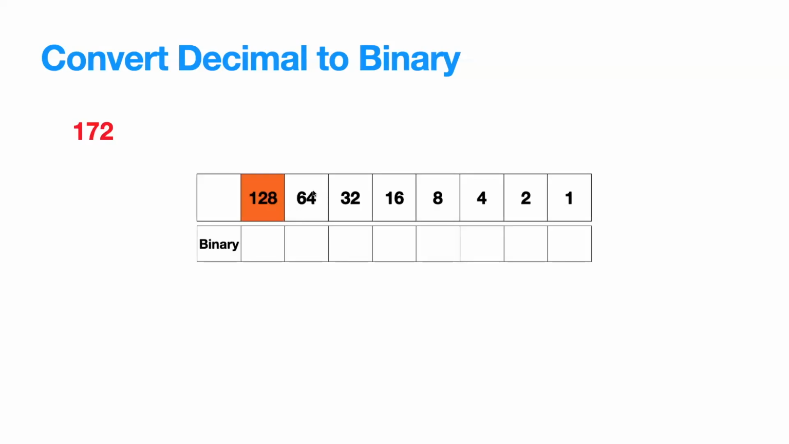and the next column value is 64. But by adding these two values, it will go beyond 172. So I'll choose the next value, 32. So 128 plus 32 is 160. And from 160, the remaining value is 12. 172 minus 160 is 12. So I'll choose 8 plus 4. The corresponding binary columns are filled with binary ones, and the remaining columns can be filled with binary zeros. So this is the easiest way to do this. This is how we convert decimal to binary.